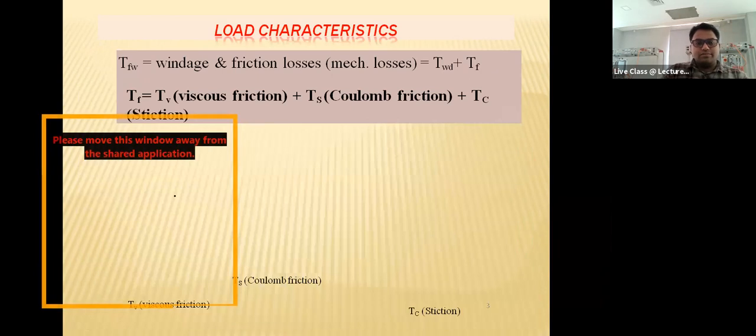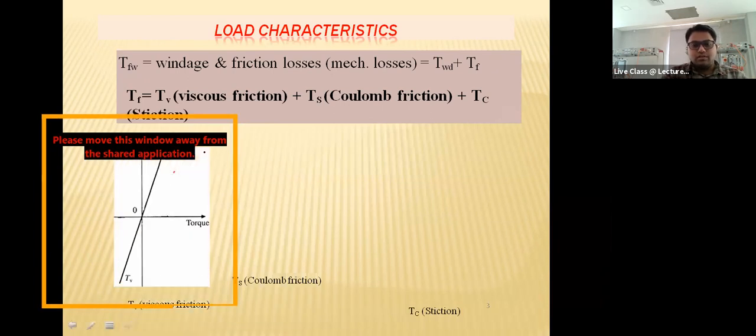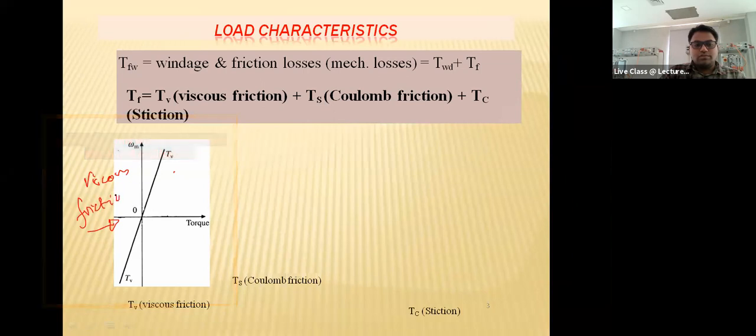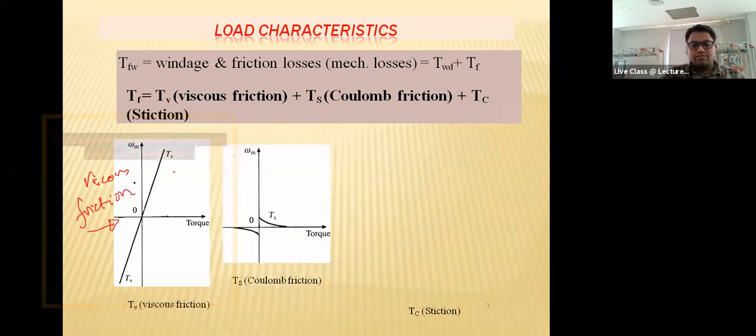So TFW is windage and friction losses: viscous, Coulomb, and stiction. These are coming up individually. This one is the viscous friction. The second one is the, did I make a mistake?